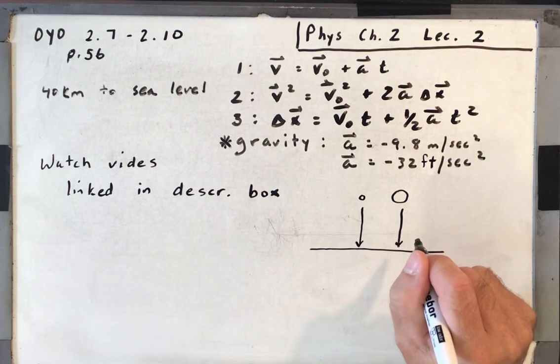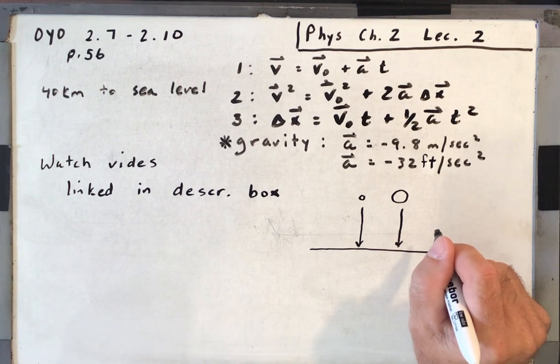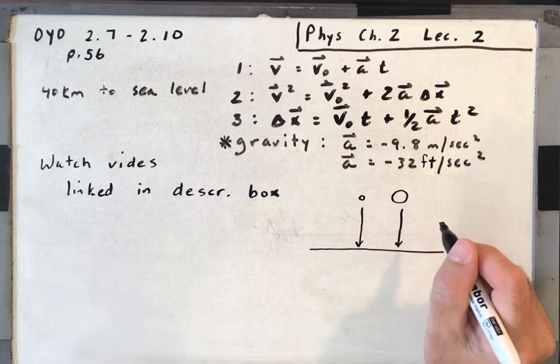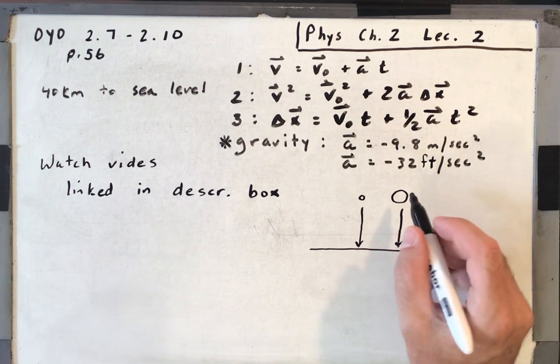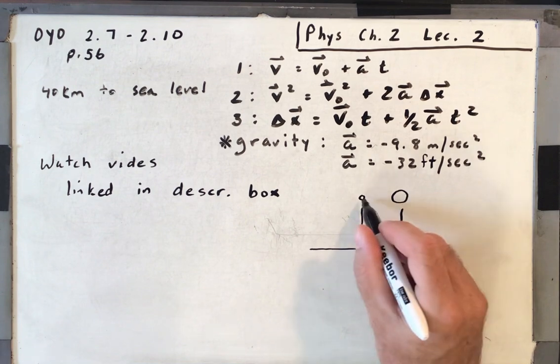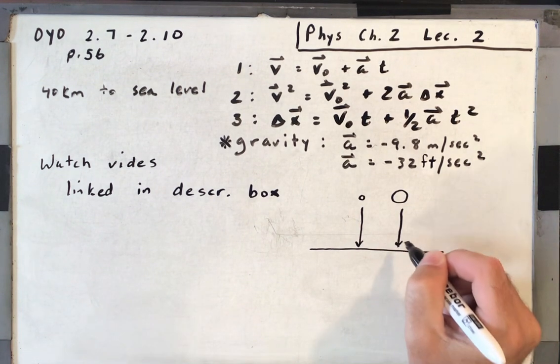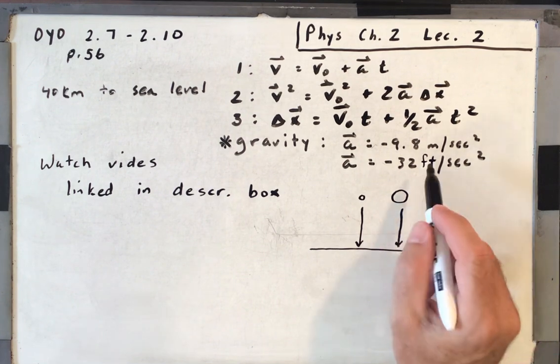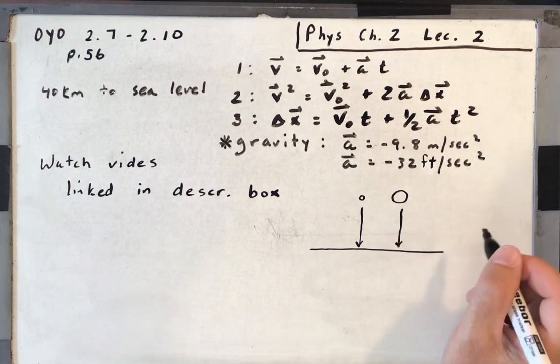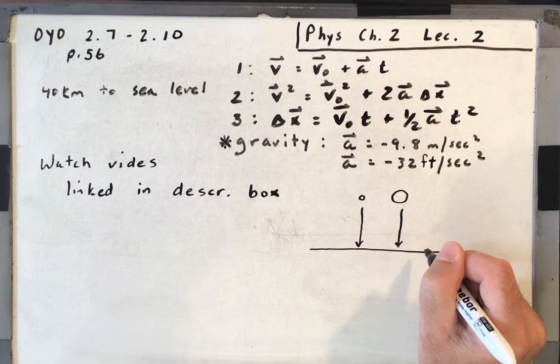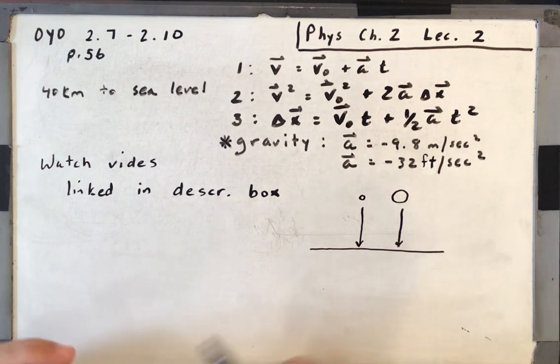So mass doesn't matter when it comes to acceleration due to gravity. Gravity acts on all objects the same way. Now, air resistance can be a factor, but a large marble and a small marble, neither of them have very much air resistance. So they fall at that same pace of negative 9.8 meters per second squared, and they hit the ground at exactly the same time. So that's a really cool physics fact.